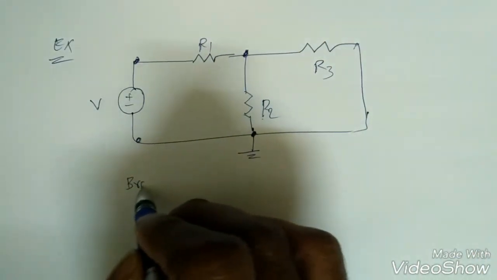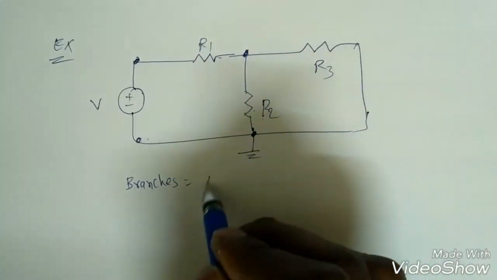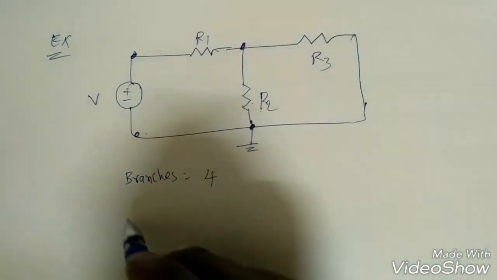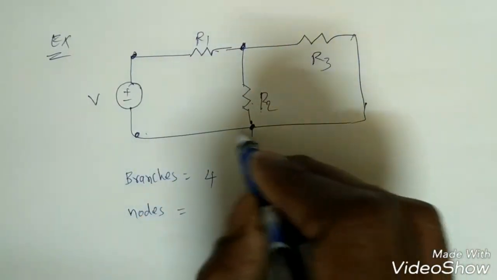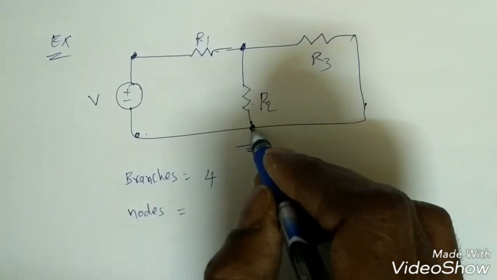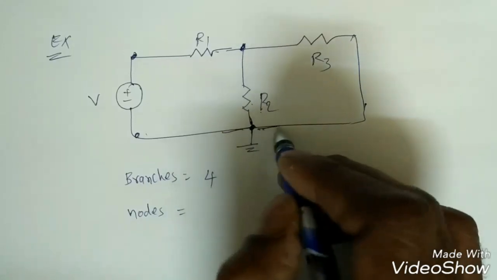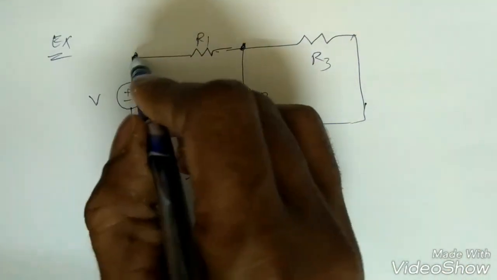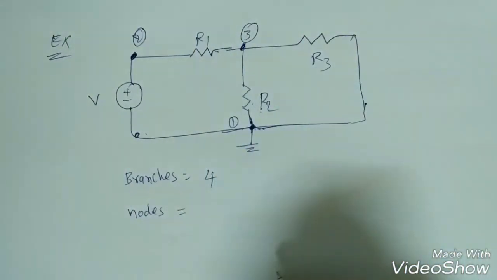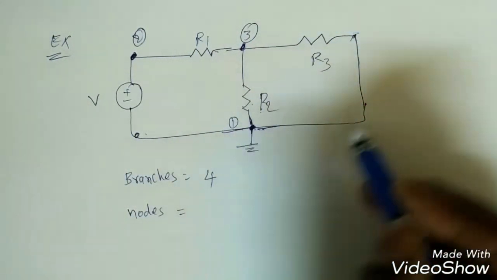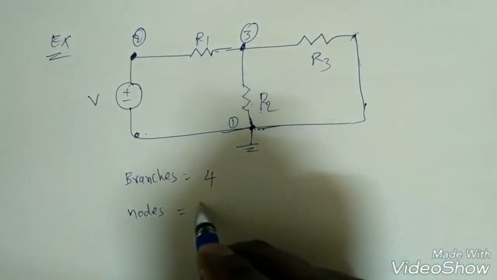So the branches are 1, 2, 3, 4. So branches are 4. What are the nodes? So nodes, we can say 2 or more than 2. Generally it will not be considered as a node, but from the exam point of view they will consider it as a node, right? So here 3 branches are connecting, so at least 2. So 1, 2, 3, right? Here we cannot say this is a branch. If there is a resistor here, then we can say branch or the node. So here nodes will be 3.